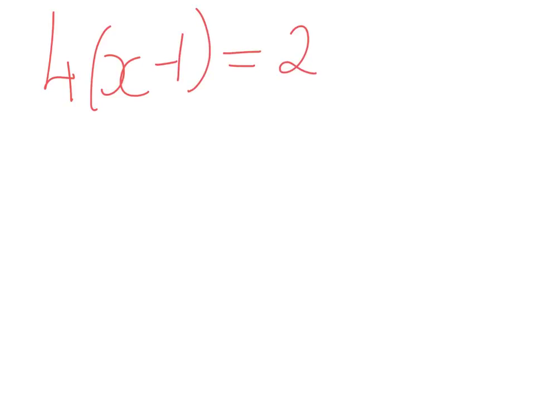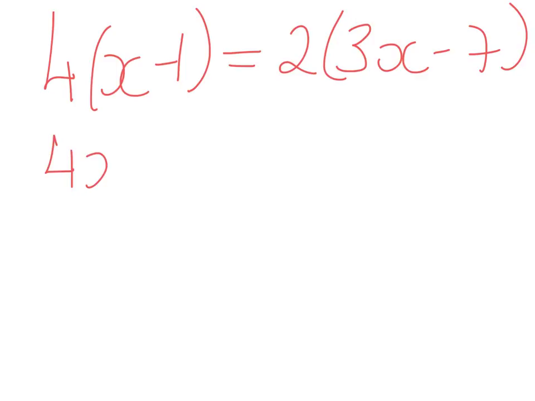Let's try one with 2 brackets. It's a little bit different. So my sum reads 4 bracket x minus 1, close the bracket, is equal to 2 bracket 3x minus 7. Now we treat this sum the exact same way we treat the others. So what we do is we do our BIMDAS. So our first letter is B, so we deal with our brackets. Our brackets mean multiply. So I'm left with 4x minus 4 is equal to 6x minus 14.